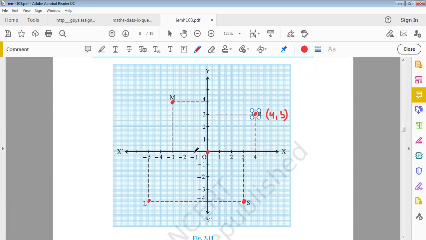From the reference point, you are moving on your left side. So x value will be minus 3, left side, x. Up and down, you have to take the y value. And 4 units up you are going. So then your location will be (minus 3, 4).